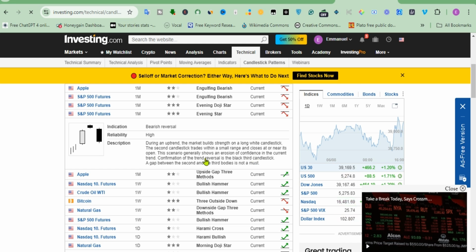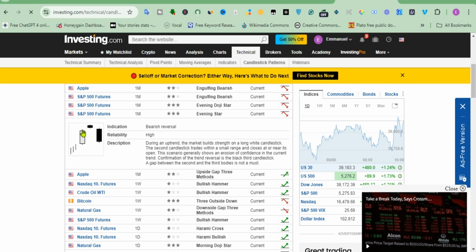Confirmation of the trend reversal is the black third candlestick. This is the confirmation. A gap between the second and the third body is not a must. This is called evening star.